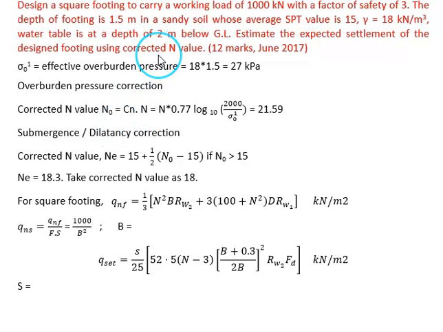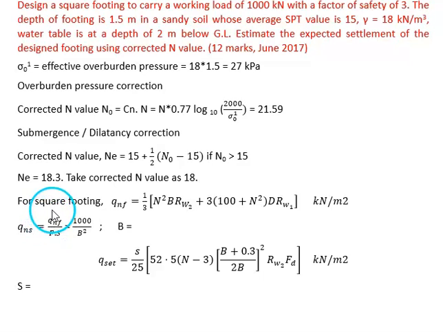Then here, because it is sandy soil and because it is submerged, we have to apply the submergence correction also. So here the N value is greater than 15, so we should use the equation 15 plus half into (N0 minus 15). From that we will be getting the corrected N value as 18.3. Then we have to round it to the nearest integer, so we can take this value as 18.